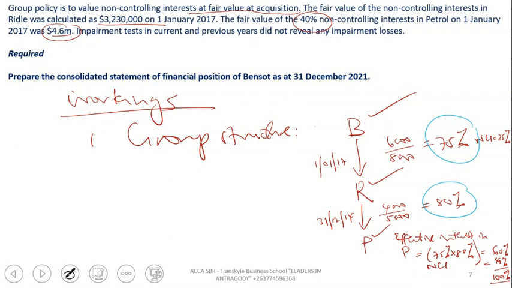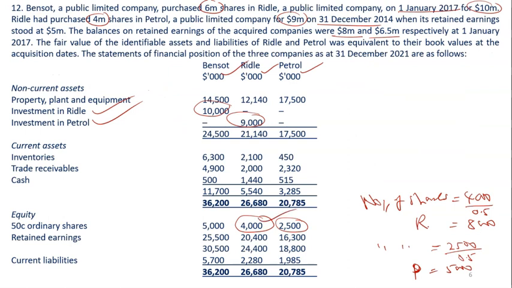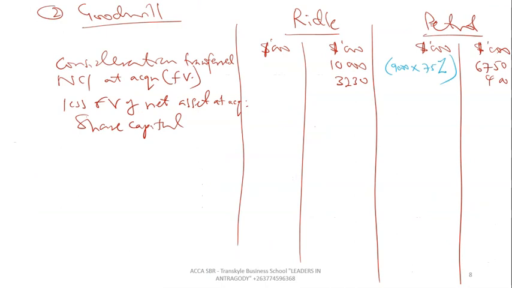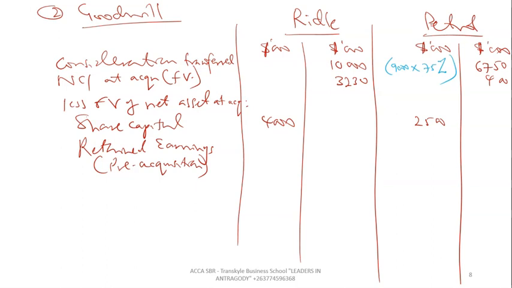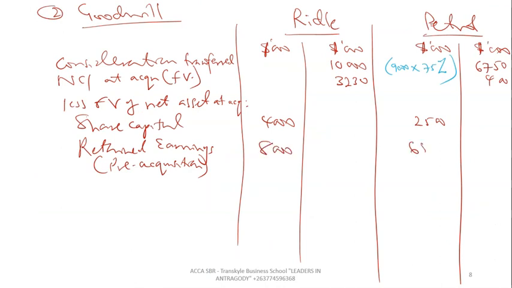So we come straight to our workings and continue. Remember, we start with the share capital. Usually this figure does not change. You just have to pick it as it is from the balance sheet. That's 4 million and 2.5 million, so you just slot in the figures as they are: 4 million for Redu and 2.5 million for Petro. And then the retained earnings. These are called pre-acquisition retained earnings, and we discover that they are 8 million and 6.5 million. You add them up, you get your 12 million.